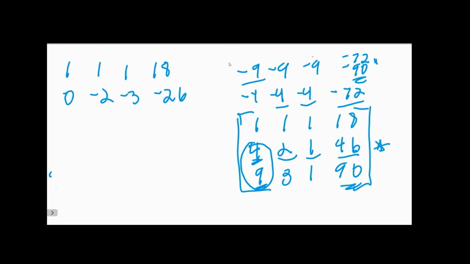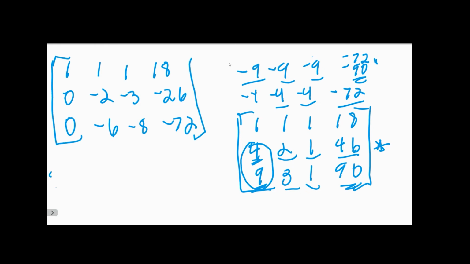All right, but anyway, let's go. So we're going to add -9 to 9, that's 0. That's why we're doing it. -9 to 3, that's -6. -9 to 1, that's -8. And we already talked about down here, we're going to get -72. All right.